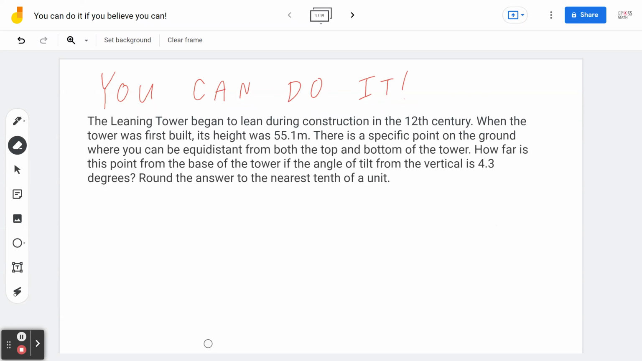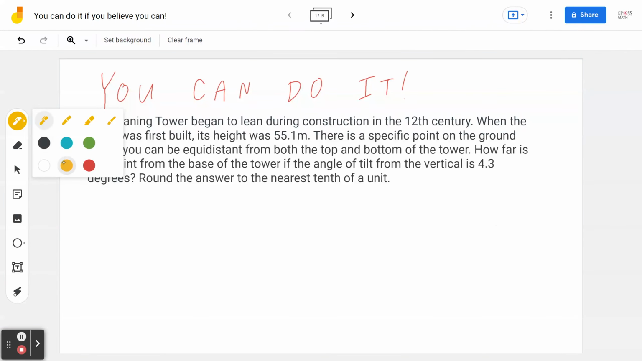There is a specific point on the ground where you can be equidistant from both the top and the bottom of the tower. How far is this point from the base of the tower if the angle of tilt from the vertical is 4.3 degrees? Round the answer to the nearest tenth of a unit. Step 1. Draw a diagram.